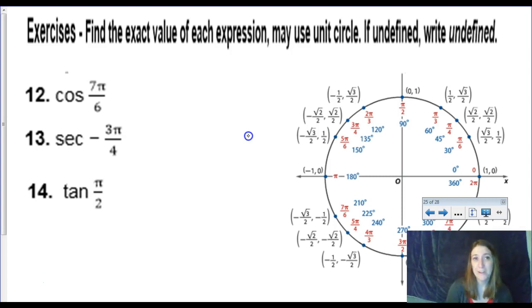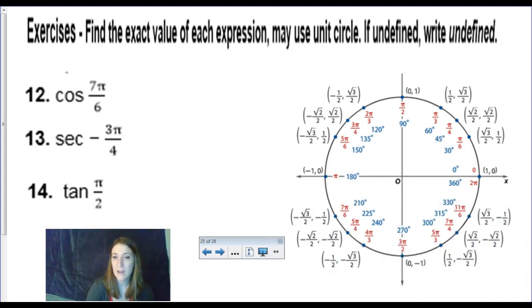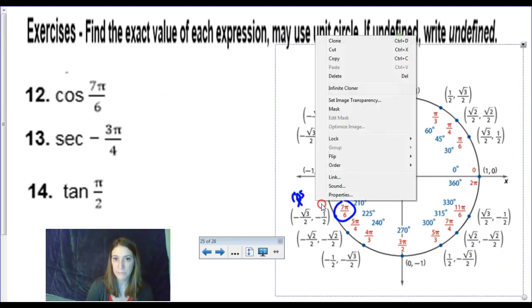So like here, what's the cosine of 7 pi over 6? Well, if you have the unit circle and you don't have my face in the middle of it, let's get that out of there. You find 7 pi over 6, which is right here. So they took the liberty of already doing all this triangle work. Now if I want the cosine, remember cosine is the x value and sine is the y value.